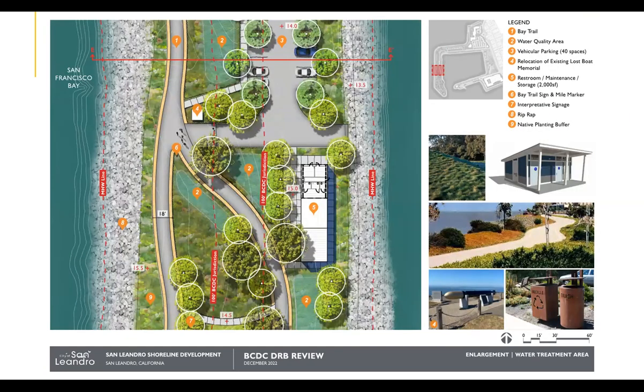As we go down further to the south point of Mulford Point, this is the lower parking lot where the restroom facility is number 5. You see some of the items labeled number 2, which are our water quality treatment basins. And this is where the looped path, the Bay Trail, will loop back on itself and create that circuitous route for bikers, walkers, joggers, et cetera.